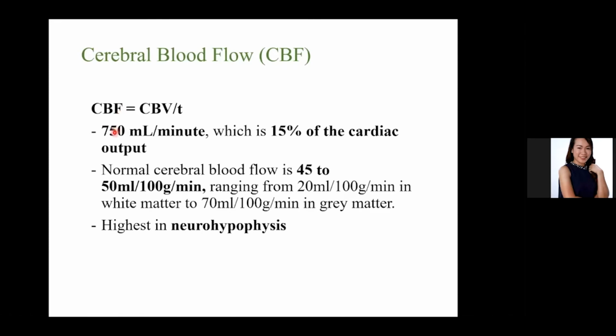So you can see here, class, the normal cerebral blood flow is 750 ml per minute. That's how much blood we give to the brain per minute. Imagine a 1 liter of Coke. 1 liter is equivalent to 1,000 ml. So as you can see here, we give 750 ml of blood per minute to the brain. That is how important the brain is. So this is equivalent to 15% of the cardiac output. That is how much blood flow we give to the brain because the brain is important.